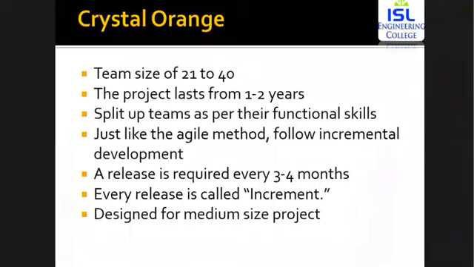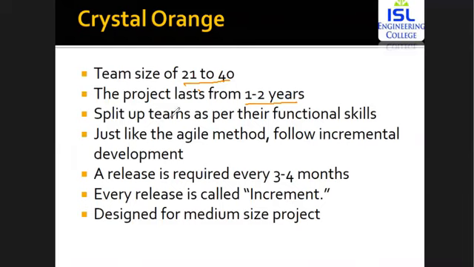Then you have crystal orange. Now within this crystal orange, you can have a team size of 21 to 40 members, and the project is going to last for 1 to 2 years. When a project requires this much time, you go for the crystal orange methodology.